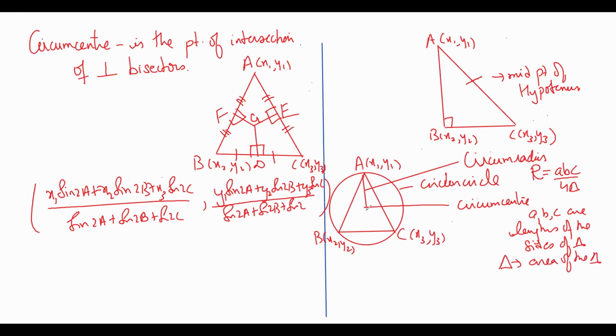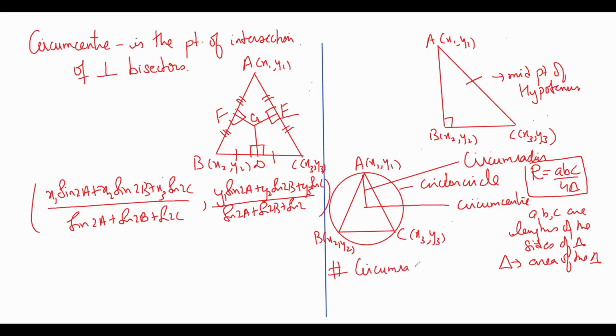So in this diagram, this point is the circumcenter, and the distance of this circumcenter from a vertex of the triangle is the circumradius, denoted by capital R, and it is equal to abc upon 4 delta. You can find out the circumradius of an equilateral triangle. How?